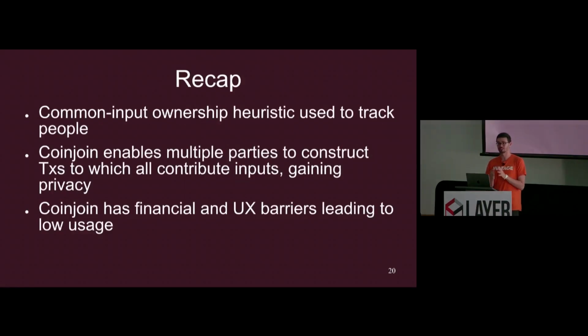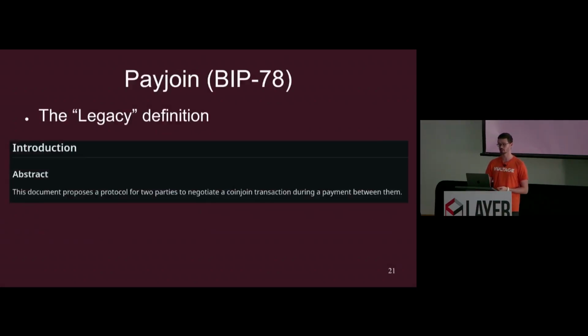So trusted third parties are a problem here. So recap: the common input ownership heuristic is used to track people. Coinjoin enables multiple parties to construct transactions which contribute all their inputs, by which they gain privacy. And Coinjoin has financial and user interface barriers which lead to low usage.